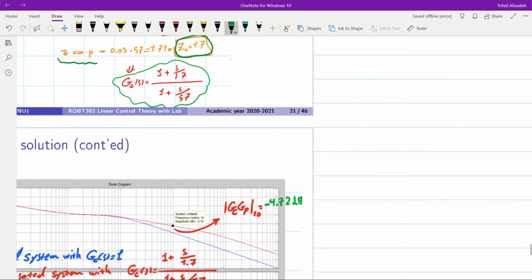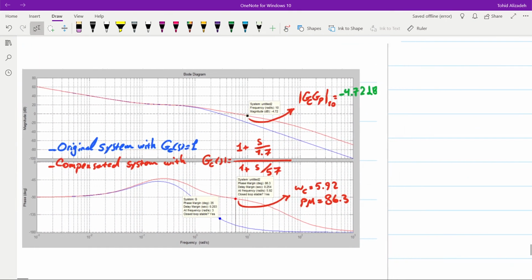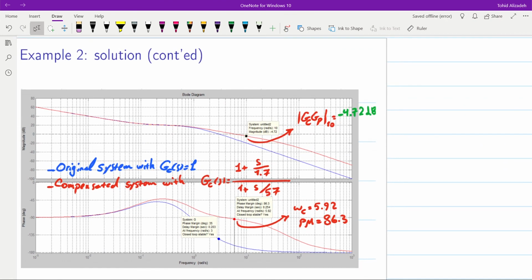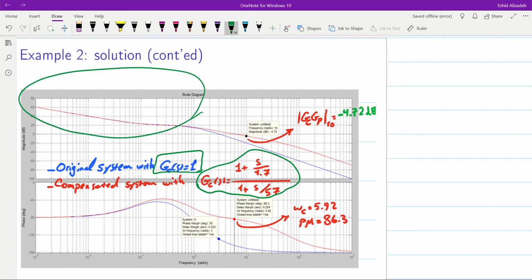And here you can see the effect of applying the lead compensator which we just designed. The graph in blue is the one with GC equal to 1, and the one in red is the one with the lead compensator. You can see that for the low frequency part, the amplitude remains the same. For the high frequency part, the amplitude is shifted by 10 decibels upwards. In terms of the phase, you can see that around this omega equal to 10, the phase has moved upwards. So the resulting phase margin is now much bigger than the original one, 86.3.